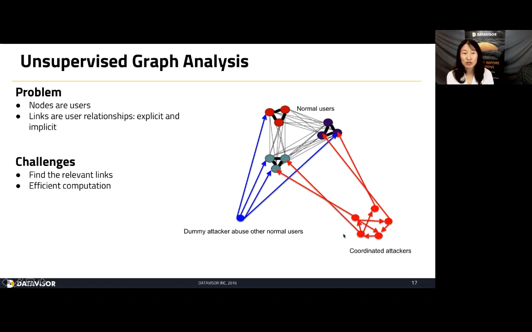So how to efficiently represent the relationship among the users, and how to process these graphs, which have hundreds of millions of nodes, to identify the suspicious subgraph like this is key for the graph-based analysis. Now we have looked at two toy examples. Next, we will show two real-world examples to see how this unsupervised approach can detect attacks.